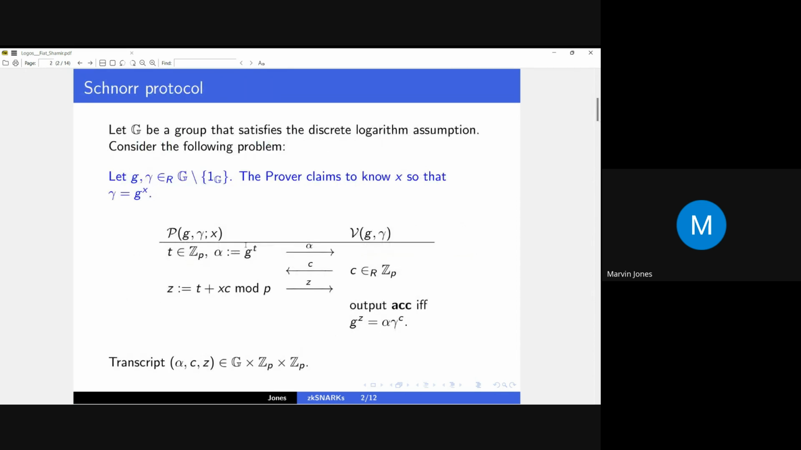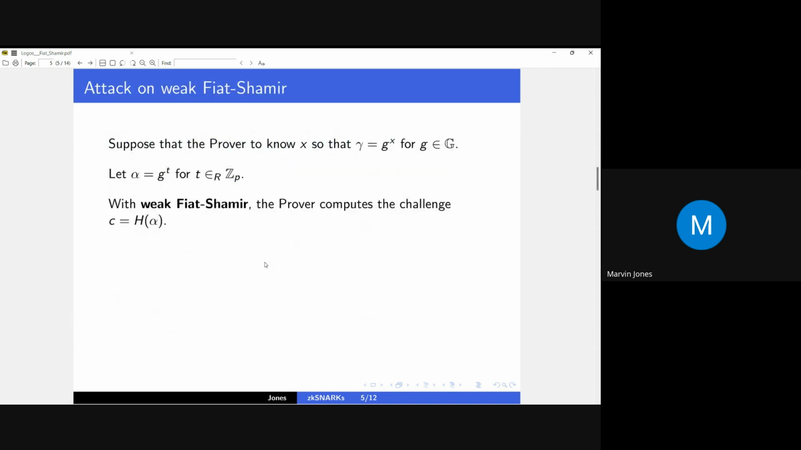But let's take a step back and mention what the public parameters for Schnorr are. The public parameters for Schnorr is going to be this g value, and we really need to include gamma. So you really should include all the public values: the statement, and any messages exchanged by the prover, being alpha, and gamma is the statement, so we should include that as well. So we need to include all three. Now, let's see what happens if we only include alpha.